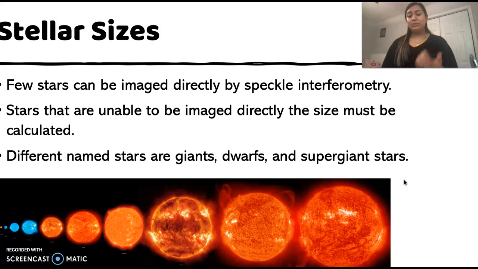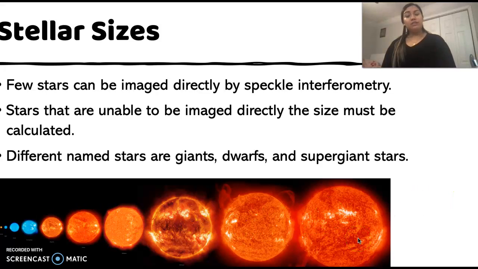For us to calculate the size, we need to know the luminosity and the temperature of the star. And then there are different named stars that are giants, dwarfs, and supergiant stars. Some of them are right here. This is some of them.